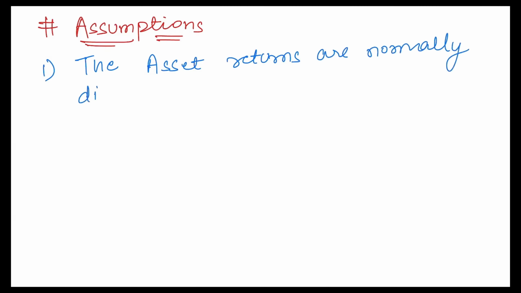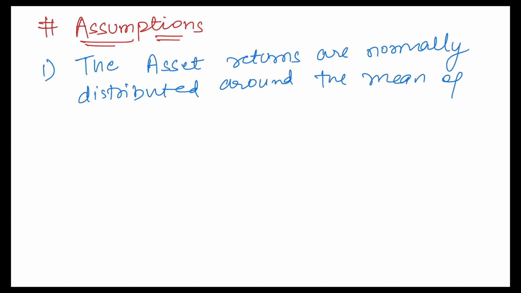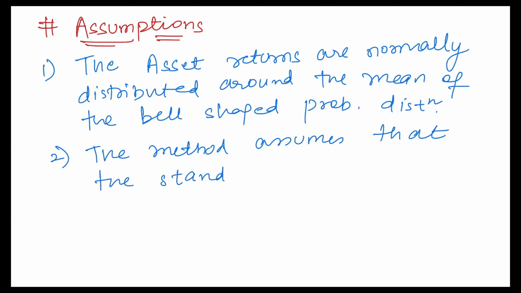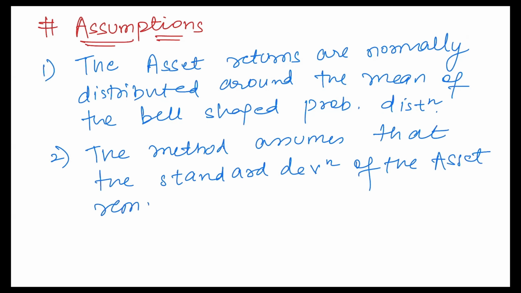So the first assumption is the model assumes that the asset returns are normally distributed around the mean of the bell-shaped probability distribution. The second assumption is the method assumes that the standard deviation of the assets remain constant over time. This is the second assumption.